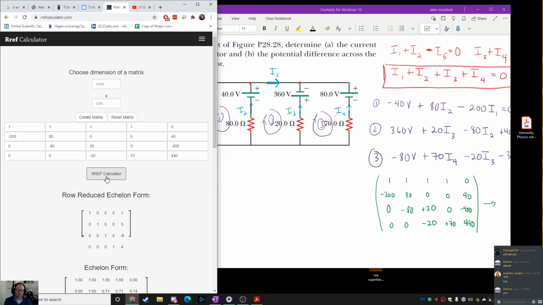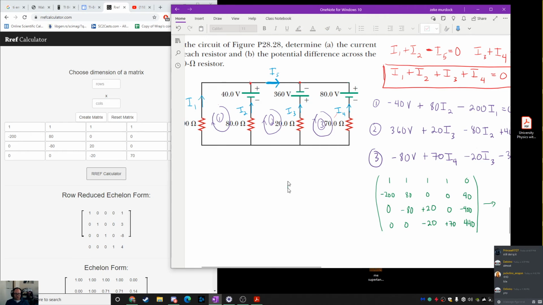1, 3, 4, 8. My bad. Okay, so we end up getting I1 equals 1, I2 equals 3, I3 equals negative 8, and I4 is equal to 4, and these are, of course, all measured in amps. Amp, amp, amp, amp. And those are the answers.